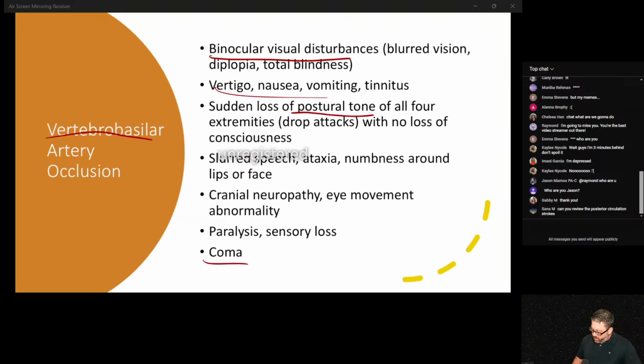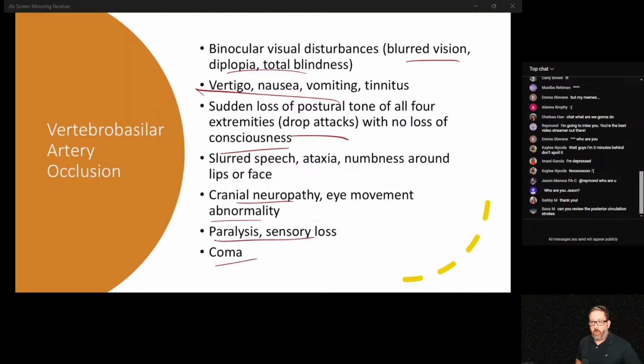With the vertebrobasilar artery occlusion, again, vision problems, some vertigo, nausea issues there, drop attacks with no loss of consciousness. So we learned about the atonic seizure where they just drop, but they don't lose consciousness. This one, they drop, but they're still awake though. They have these drop attacks, or arms will just drop, whatever. But again, it can cause cranial neuropathies, eye movement problems, paralysis, sensory loss, and even go to a coma.